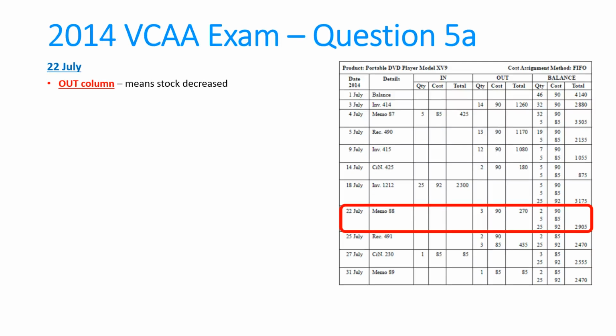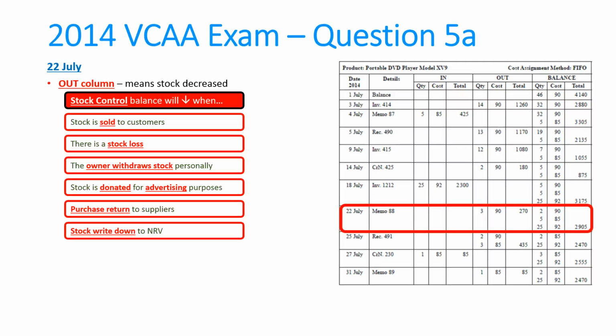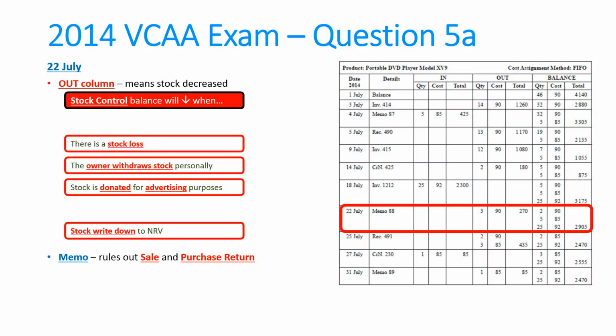On the 22nd, we've got an out column, so we have our 6 possibles. We have a memo number, so that gets rid of a sale, because otherwise it would be a receipt or an invoice. It's not a credit note number, so it can't be a purchase return, so we'll get rid of those 2. Now we're down to stock loss, the owner taking out stock for personal use, donating, or stock write-downs. They will all have memo numbers, so we can't differentiate based on the document number there, memo 88.